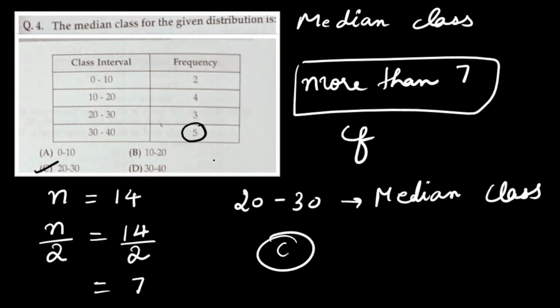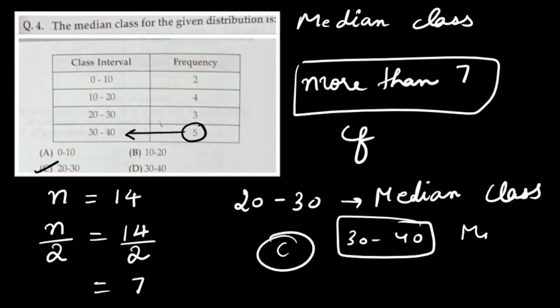Out of all the frequencies, you have to find the highest frequency, and in front of the highest frequency, whichever class interval is there. Here 30 to 40 is the class interval. So 30 to 40 is the class interval corresponding to the highest frequency. That class interval is known as modal class. So the class interval corresponding to the highest frequency is known as modal class.